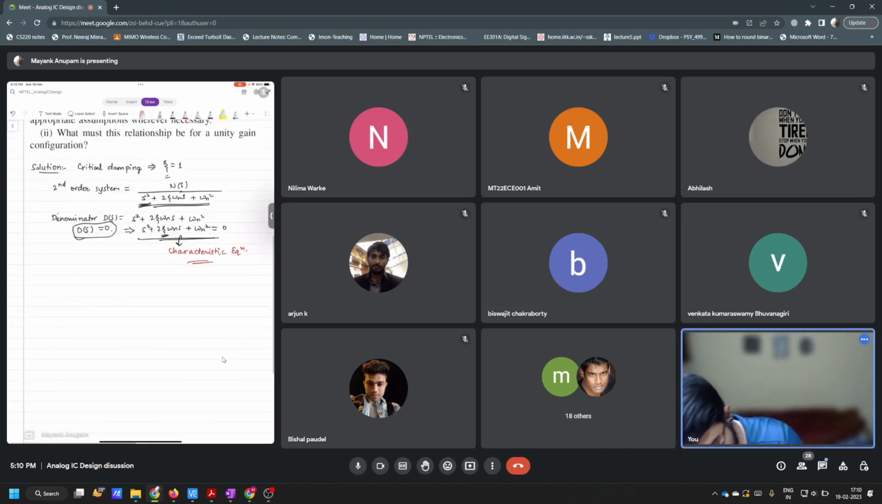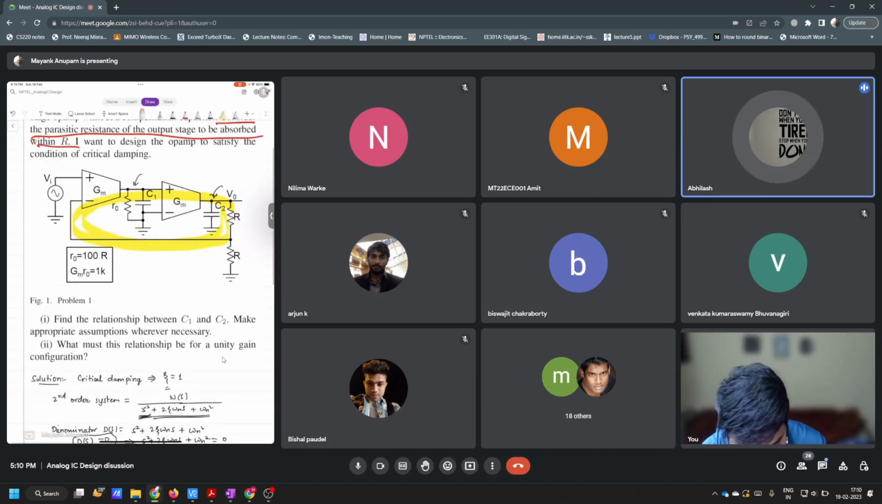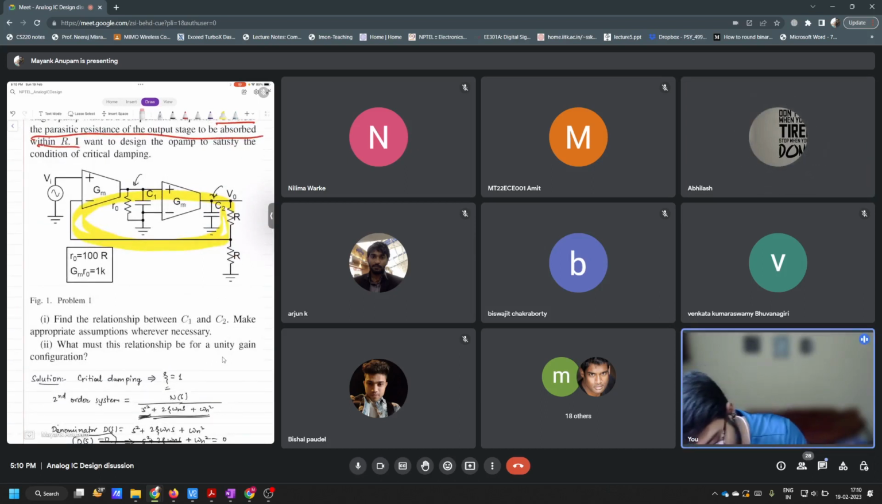So you see that, sir, I have a question. What is the question? Here in the figure, the second stage is open loop, right, sir? There is no feedback for that. It is directly an open loop system, right? There is no capacitor here, sir. So can it work as a comparator, right, sir?